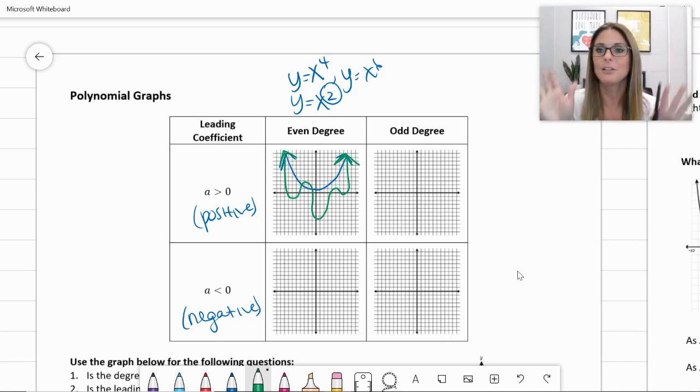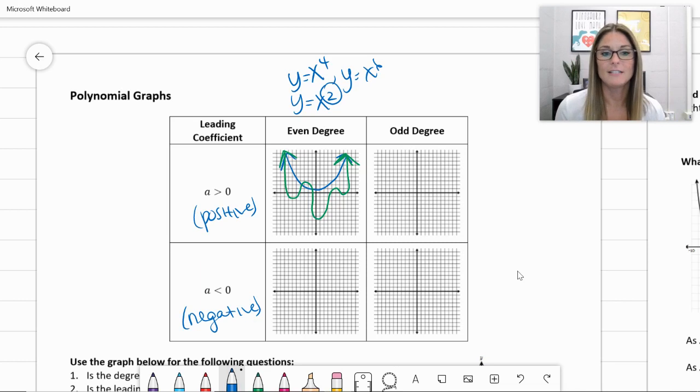So no matter what degree it is, if it's even and the leading coefficient is positive, both arrows, left and right, are going to be pointing up. Now, it could have more curves in it, and in the end, if it has an even degree and it starts with a positive value, both arrows are up.